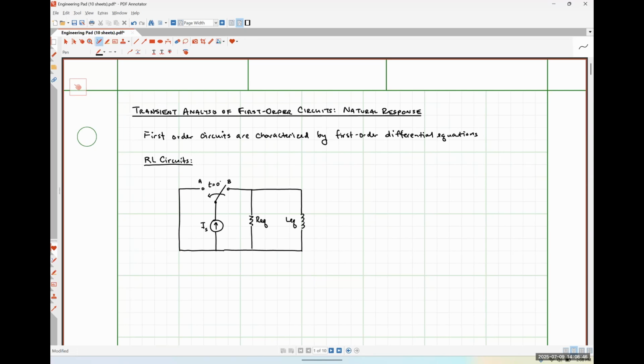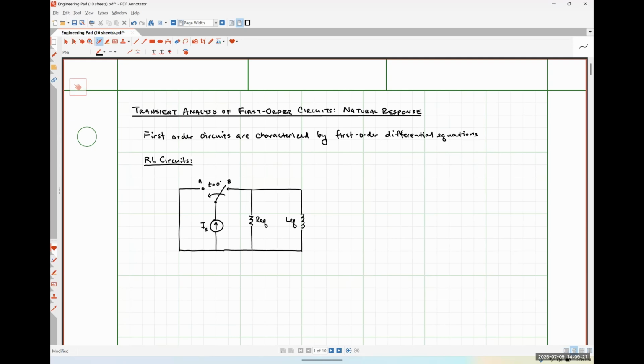So my switch starts off closed at position B, meaning that my current source is connected to the network containing REQ and LEQ for all points in time before t is equal to 0. And then after t is equal to 0, my current source is just connected to the short circuit on the left, and it is then disconnected from the network containing REQ and LEQ. So that's what's going on with our switch. Okay.